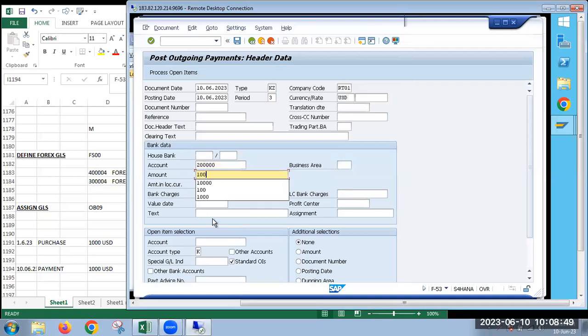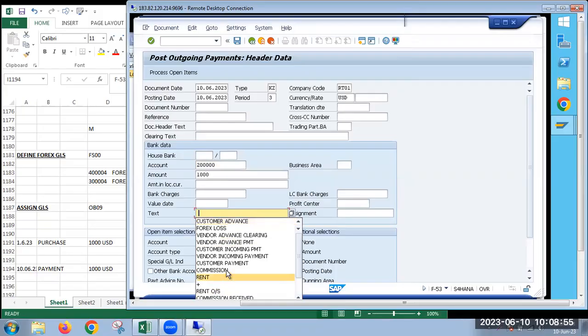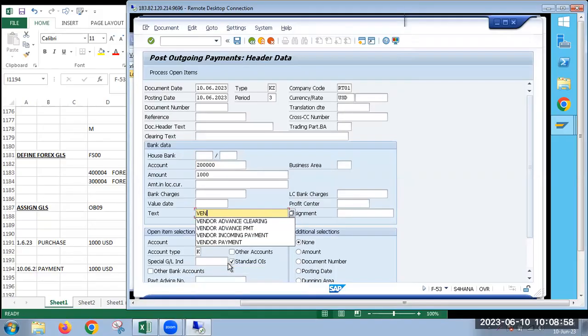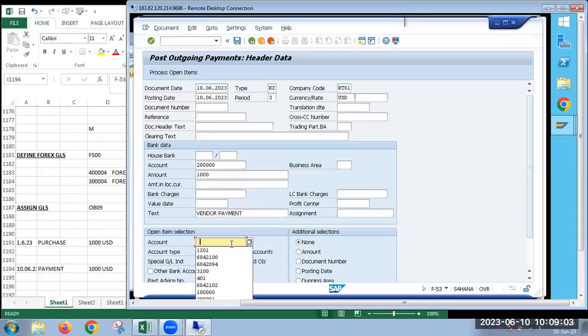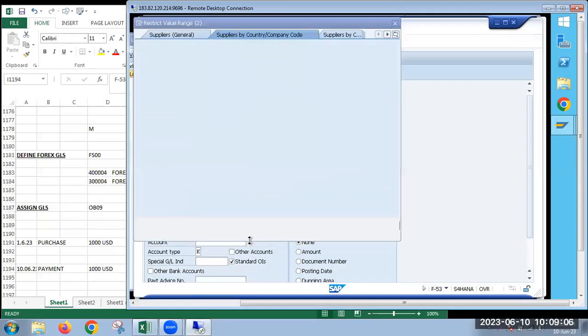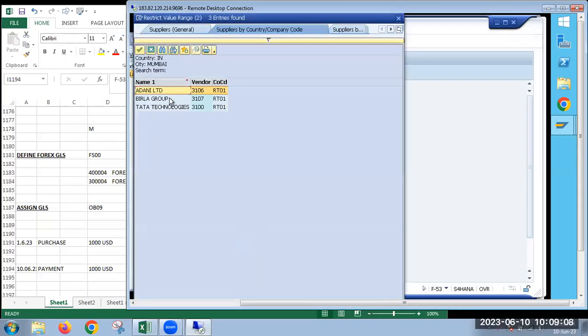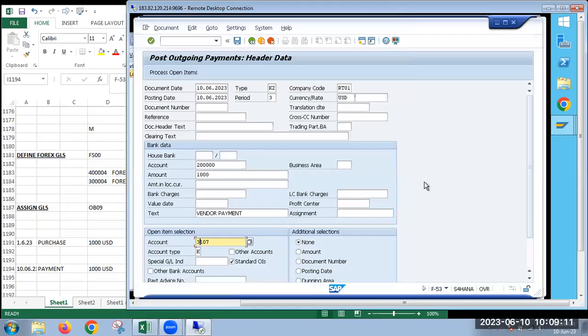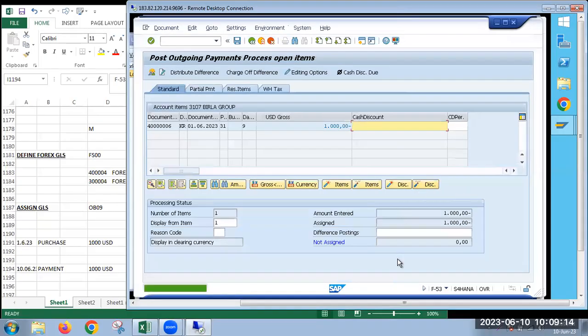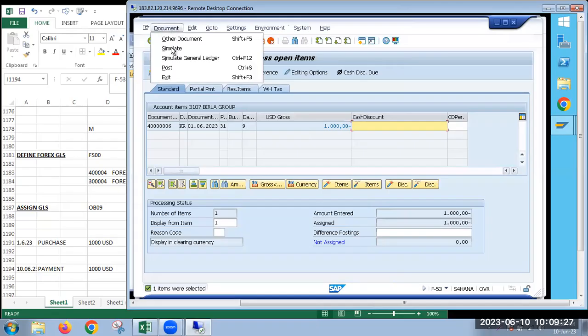$1,000. Vendor payment. See, here only one transaction was there with US dollar. Anyway, no blocking, no partial, nothing is required. The amount is matching. Let's simulate directly.